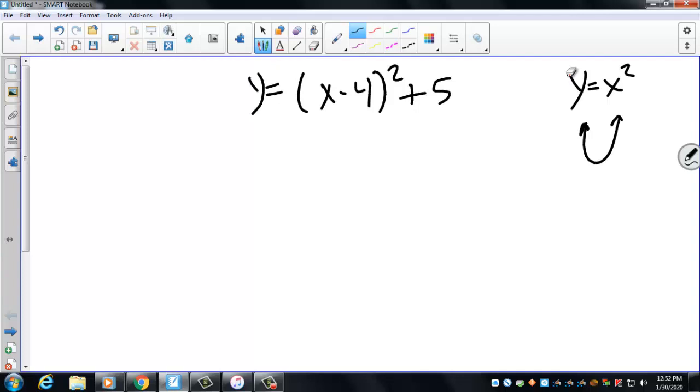Which way has that been shifted? Which way does it shift? The x minus 4. What's this going to do to the graph? It's going to move this U.